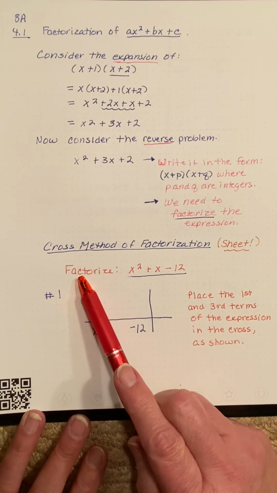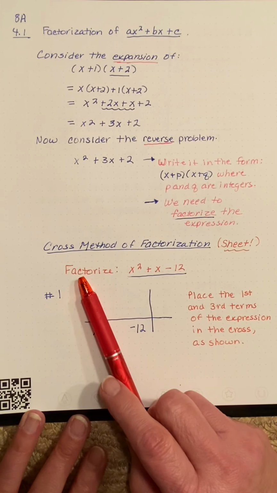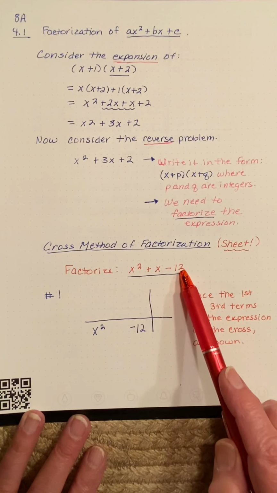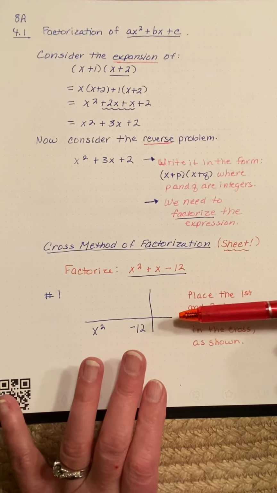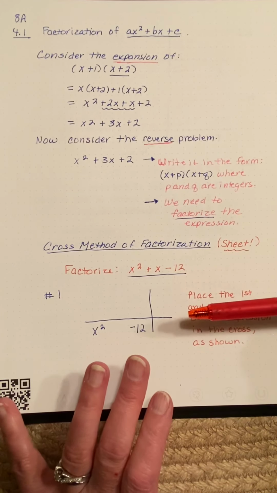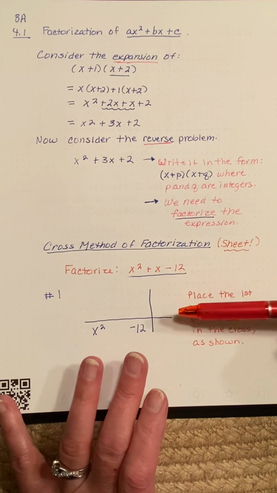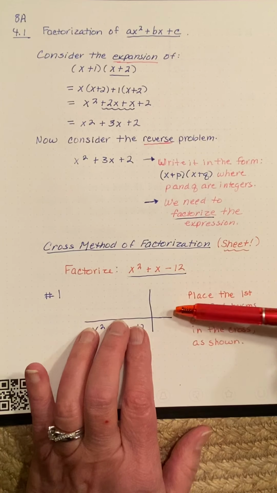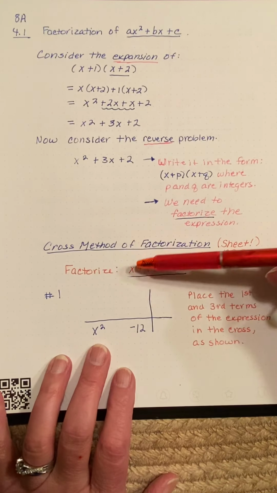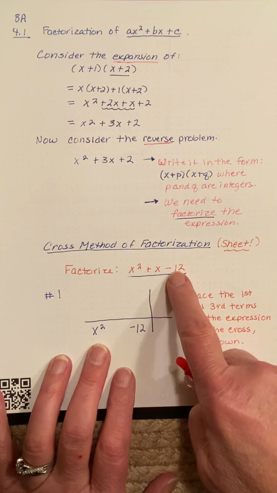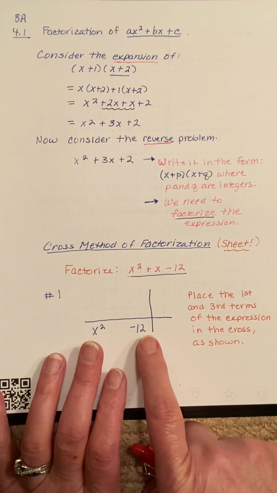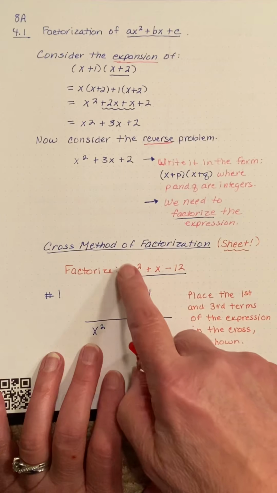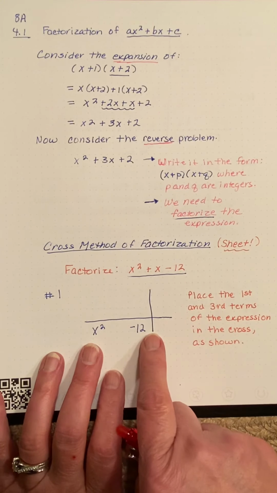So we are told at the top of this sheet that we want to factorize x squared plus x minus 12. So the first thing you do in this method, which is called the cross method of factorization, is we actually make a lopsided cross. So without the numbers, this is the cross. So we place the first and the third terms, the x squared and the negative 12 of the expression, in the cross as shown. So you have it right there. So that's our first step. We take the first and third term and put it in the cross.